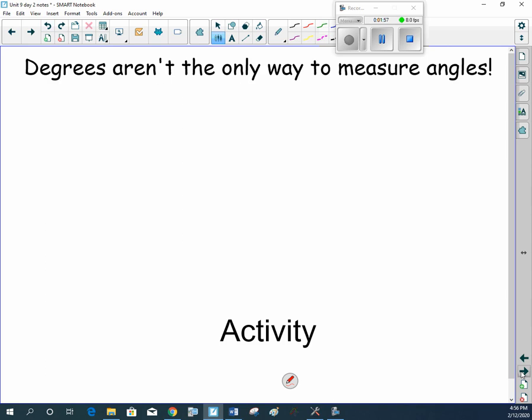Okay, so degrees are not the only way that you can measure an angle. You guys are used to measuring things in degrees. Well, there's another unit of measurement that's much bigger that we can also measure angles in. And they actually use this one a little bit more in higher math than they do degrees. They'll do a lot of stuff in what they call radians.